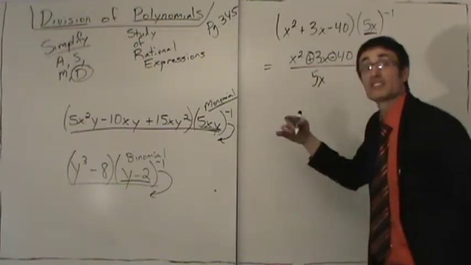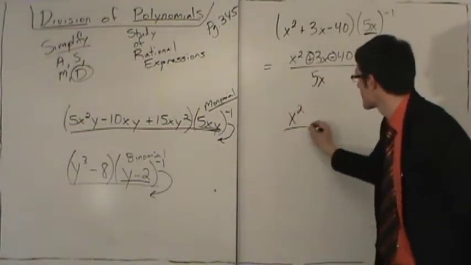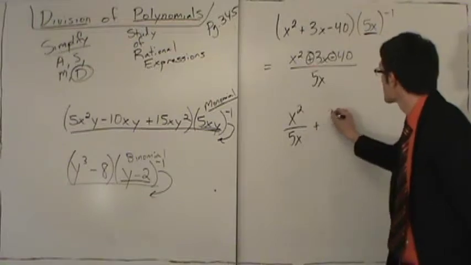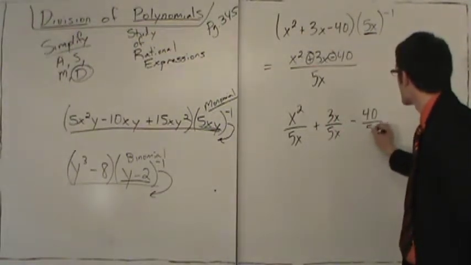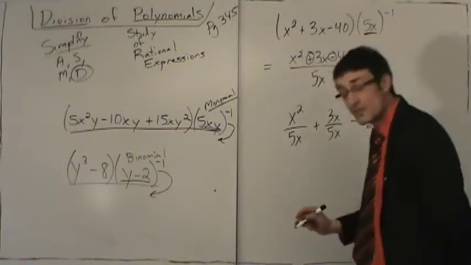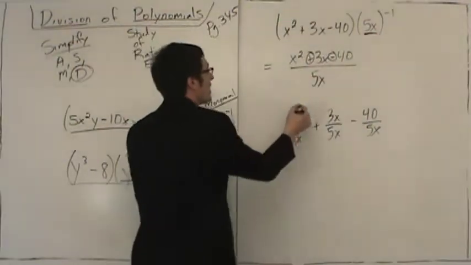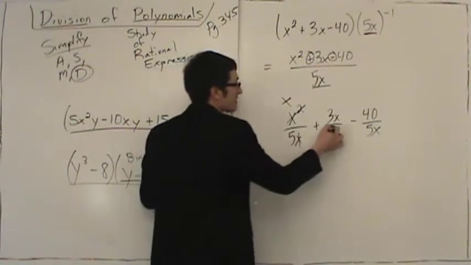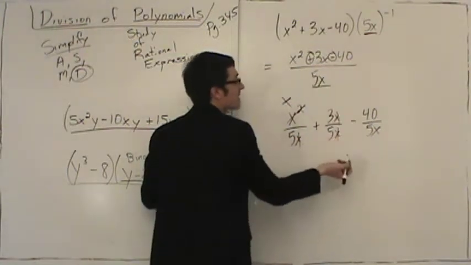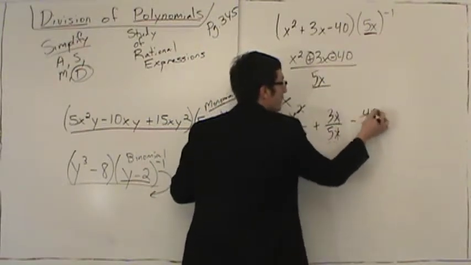Now we can split the addition successfully. We say that this is x squared over 5x plus 3x over 5x minus 40 over 5x. Now do things cancel? Yes, because we have what in the denominator? Monomial. Does the x cancel with x squared? Yes, it leaves an x. Does the 5 cancel with the 3? No. Does the x cancel with the x? Yes. Does the 5 cancel with the 40? Yes, it leaves an 8.